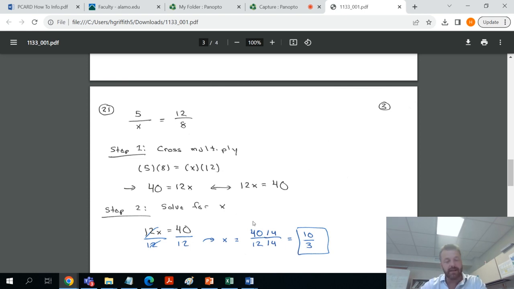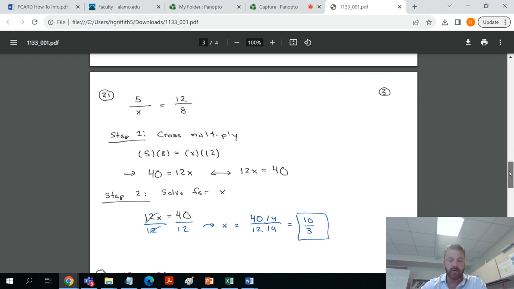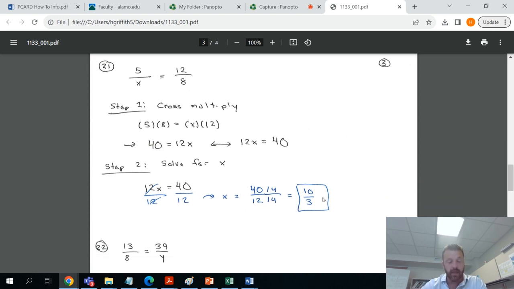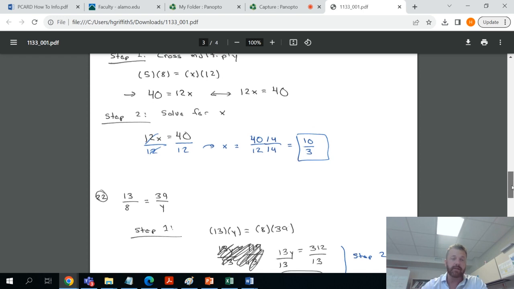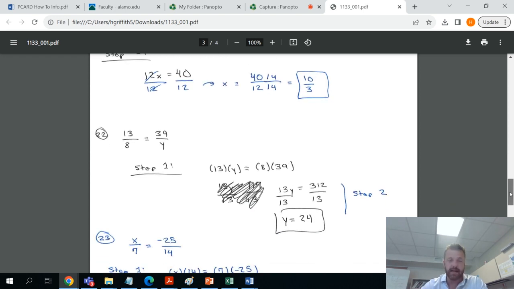They're still both even, so you have to take out another factor of 2. Alternatively, you can just cancel a factor of 4 initially. 40 divided by 4 is 10. 12 divided by 4 is 3. So hopefully for that, you get the answer 10 thirds. If you did want to plug that in and check it, you certainly can. But you would have to be careful with your rules of fractional arithmetic, which we can talk about if you want to send me an email or talk about in class.